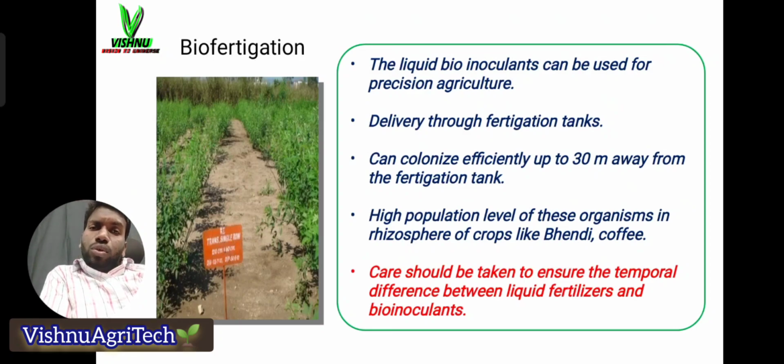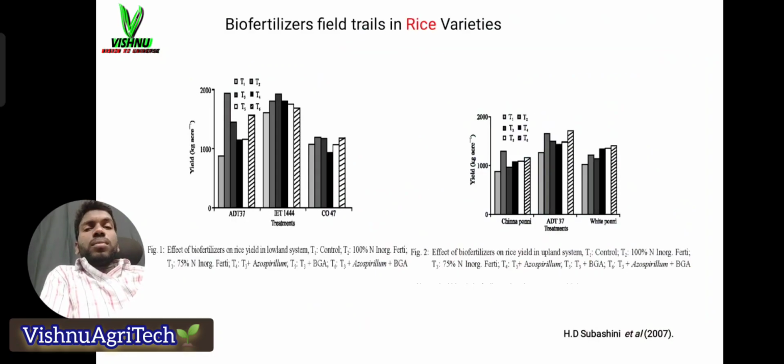Care should be taken to ensure the temporal difference between liquid fertilizers and bioinoculants. These and all biofertilizers field trials in rice varieties. Here we can see the treatments. When they applied the treatments to one treatment, they used two biofertilizers. Some biofertilizers are given based on variety also. We will get a good yield.